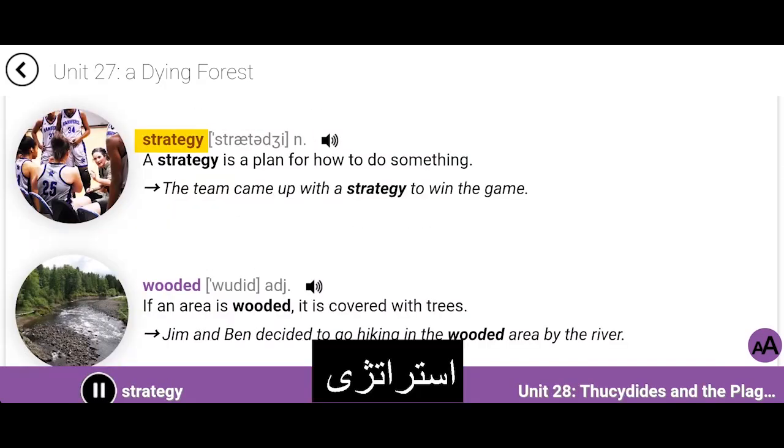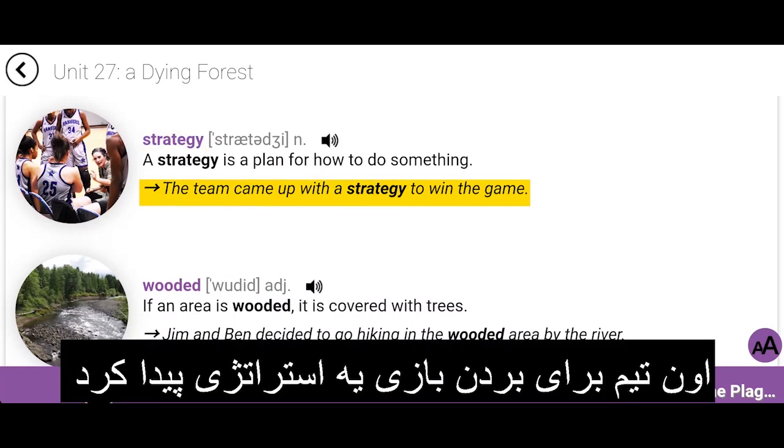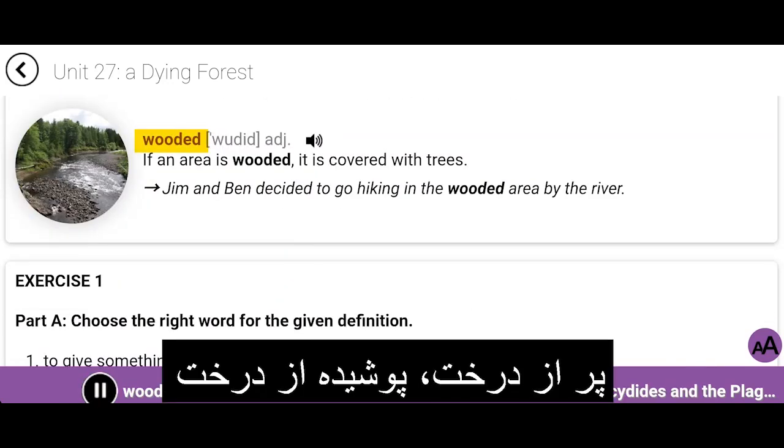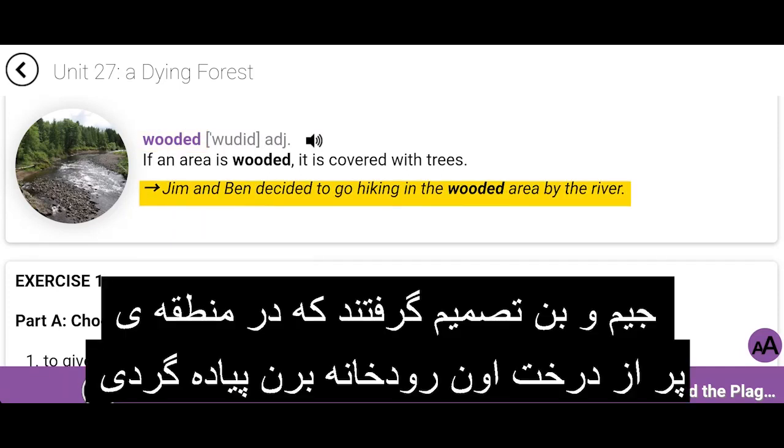Strategy. A strategy is a plan for how to do something. The team came up with a strategy to win the game. Wooded. If an area is wooded, it is covered with trees. Jim and Ben decided to go hiking in the wooded area by the river.